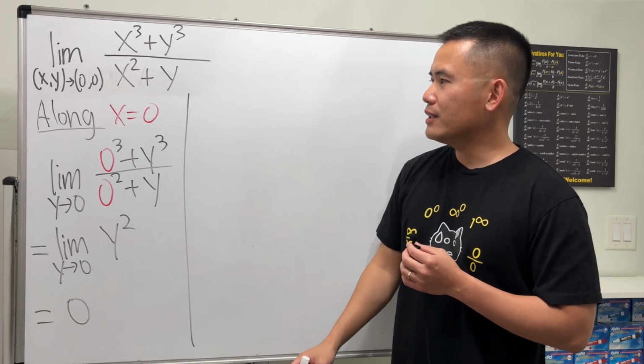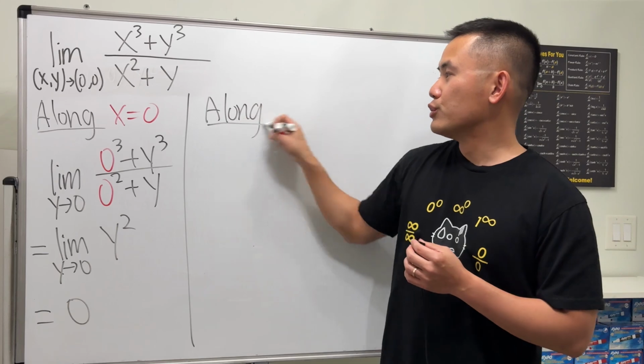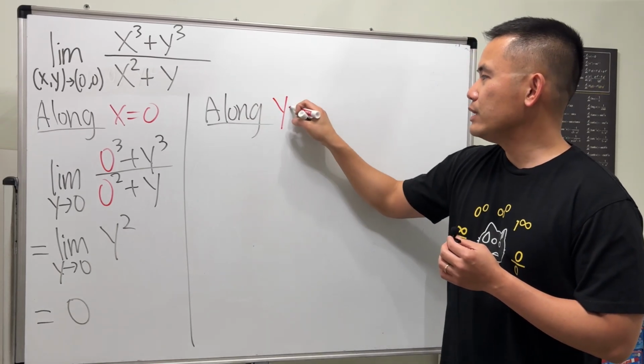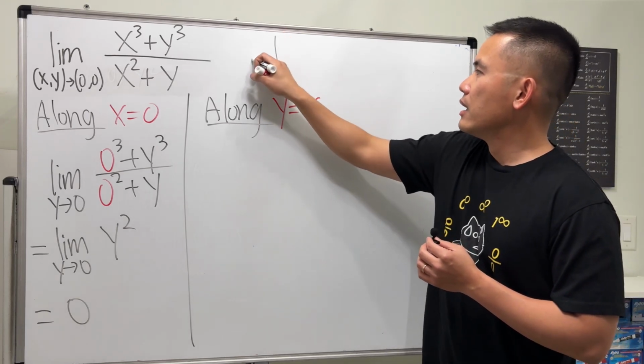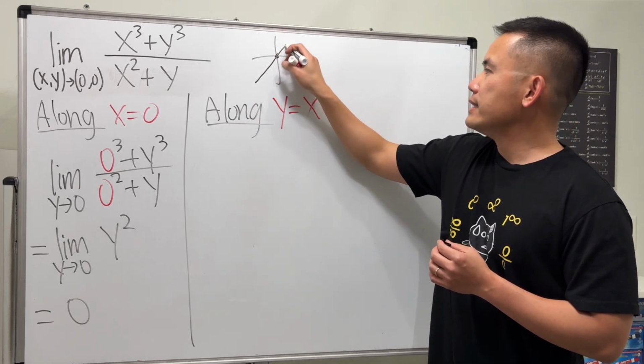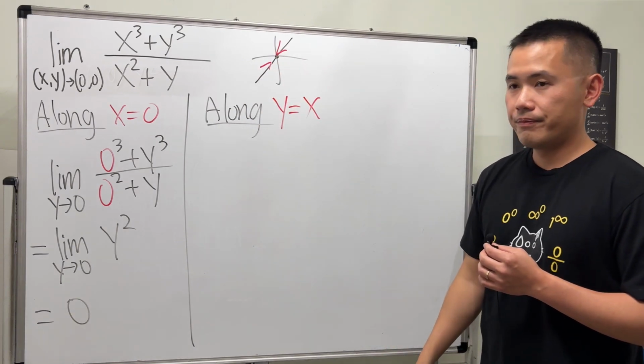Okay, let's try another one. This is another one that maybe you should keep in mind, just try it. Let's try y is equal to a line. Let's just do the diagonal, y is equal to x. Here's the origin. y is equal to x is like that. We are approaching 0 on this diagonal.